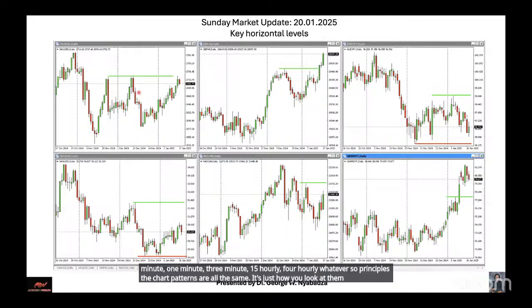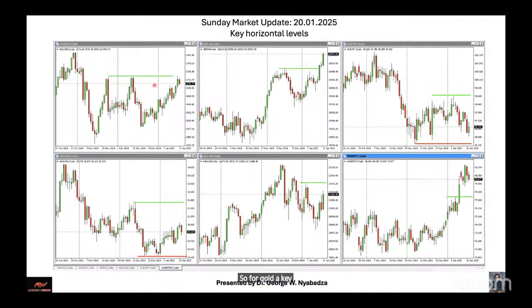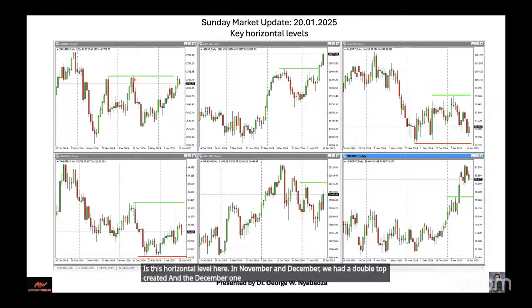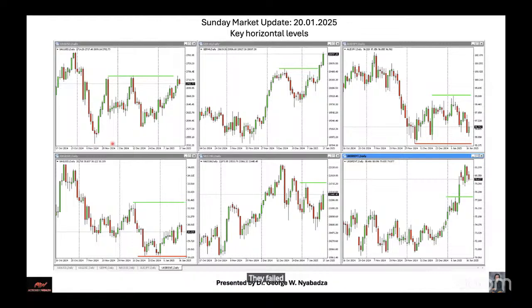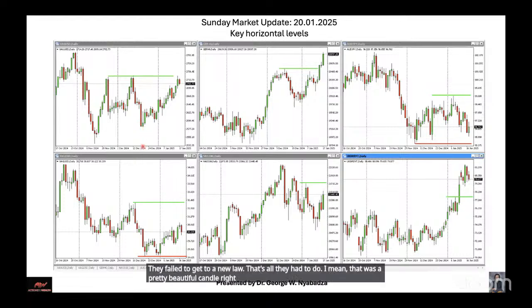So for gold, a key level to watch out for is this horizontal level here. In November and December, we had a double top created, and the December one was pretty interesting because from there, the bears sold off quite aggressively, but bears failed to take out the low of November. So though the bears were strong to create the double top, they failed to get to a new low. That's all they had to do. I mean, that was a pretty beautiful candle, right? Had they given us just one more candle closing beneath here, we said, oh, fantastic, the market is now bearish.